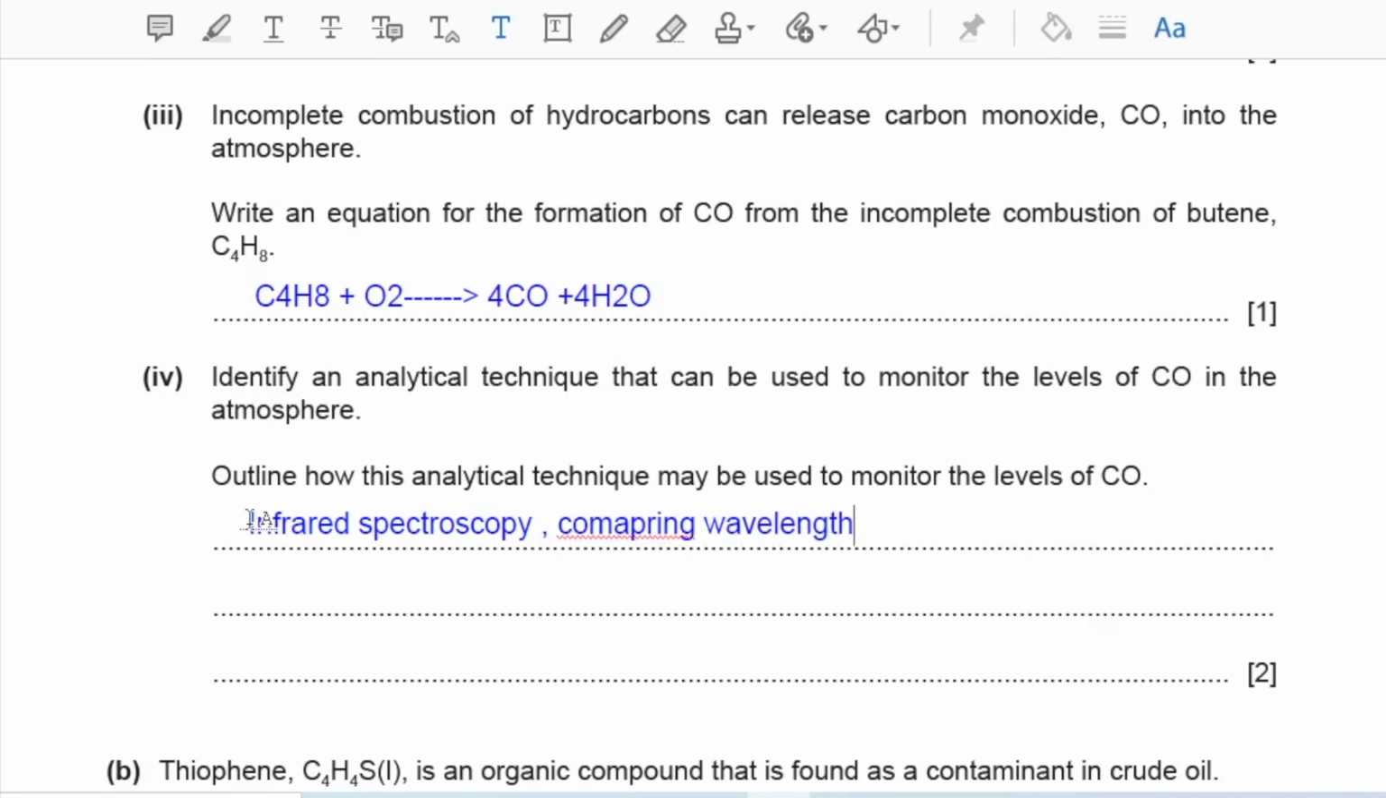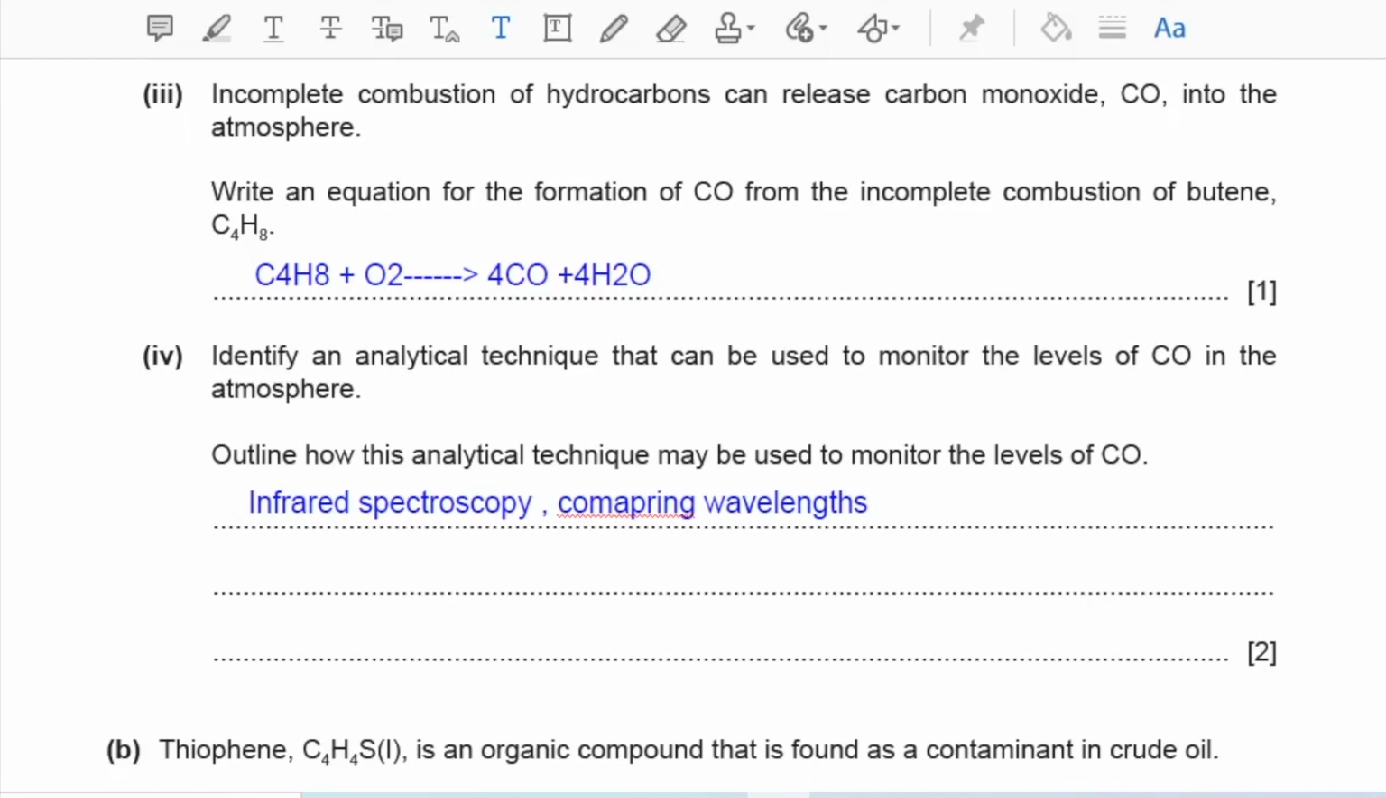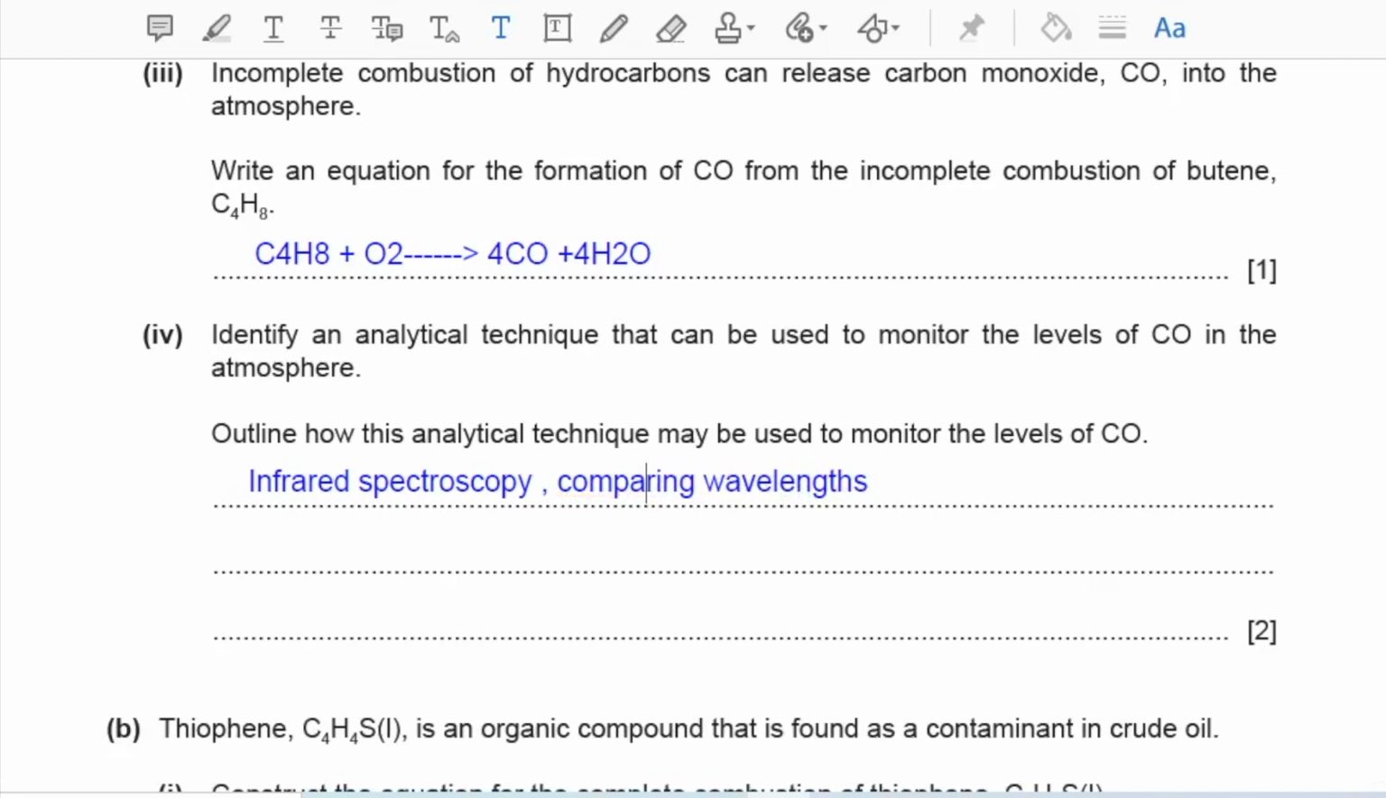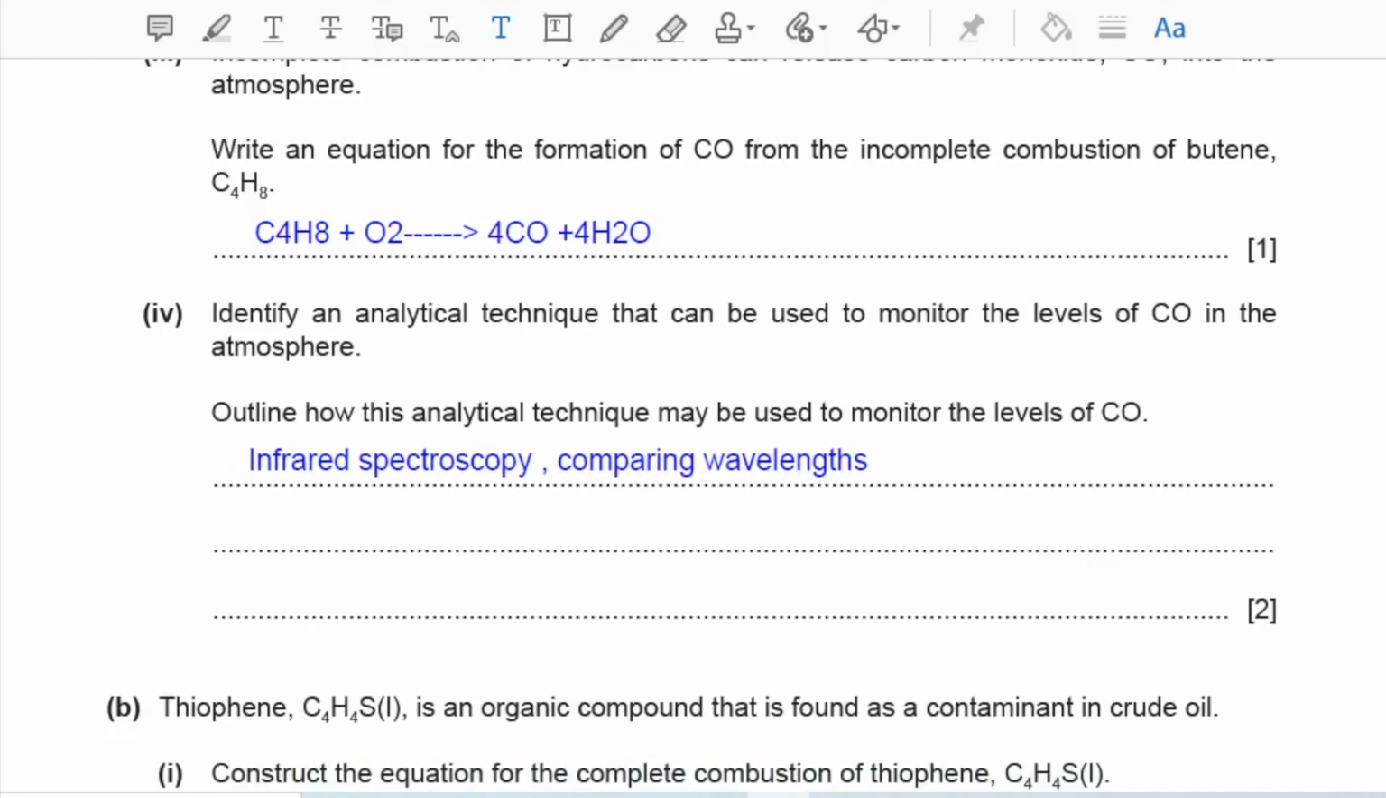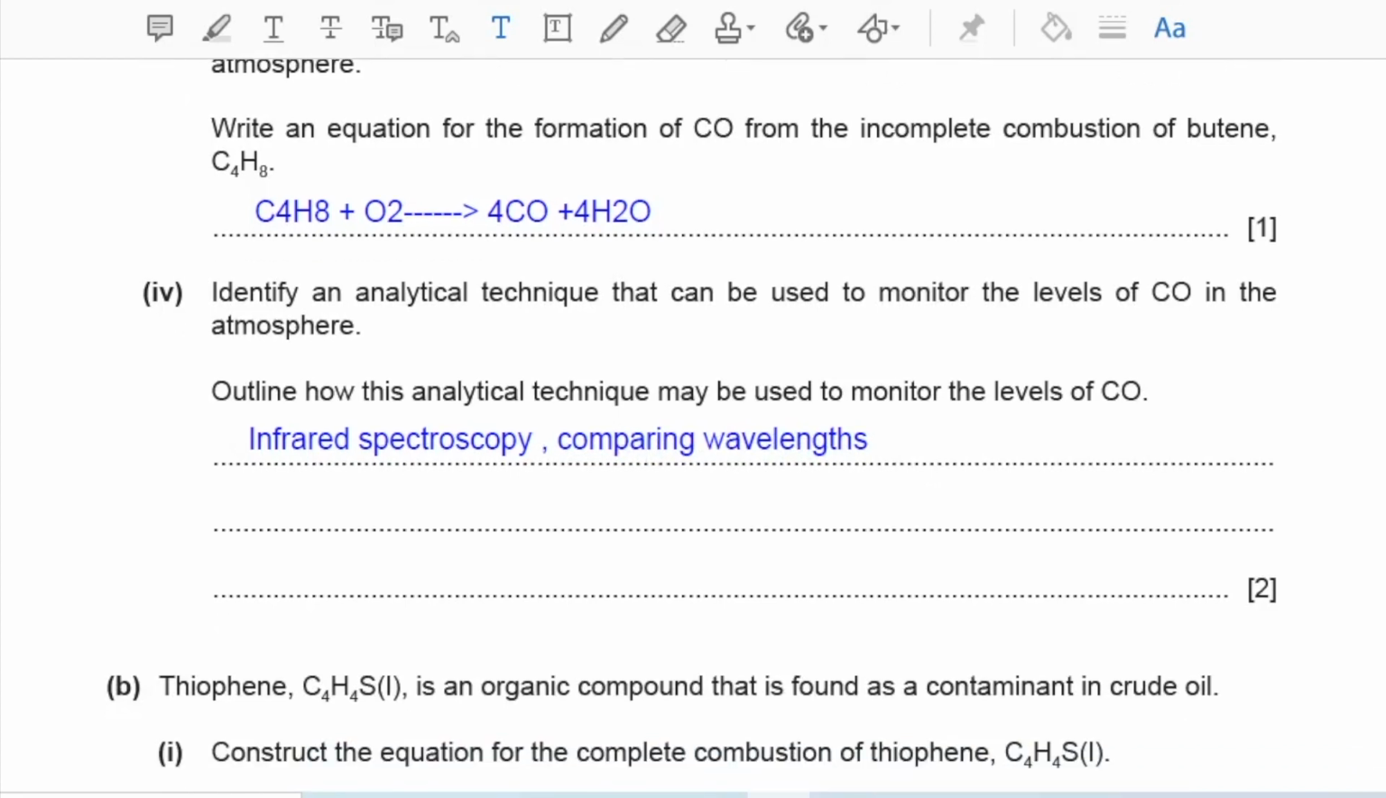Just like the property that is boiling point, which is being used in the fractional distillation to separate different substances from crude oil, over here same way we will be comparing wavelengths to monitor the levels of carbon monoxide in the atmosphere. The property which is being used over here is wavelength. The property which was being used in the fractional distillation was boiling point.